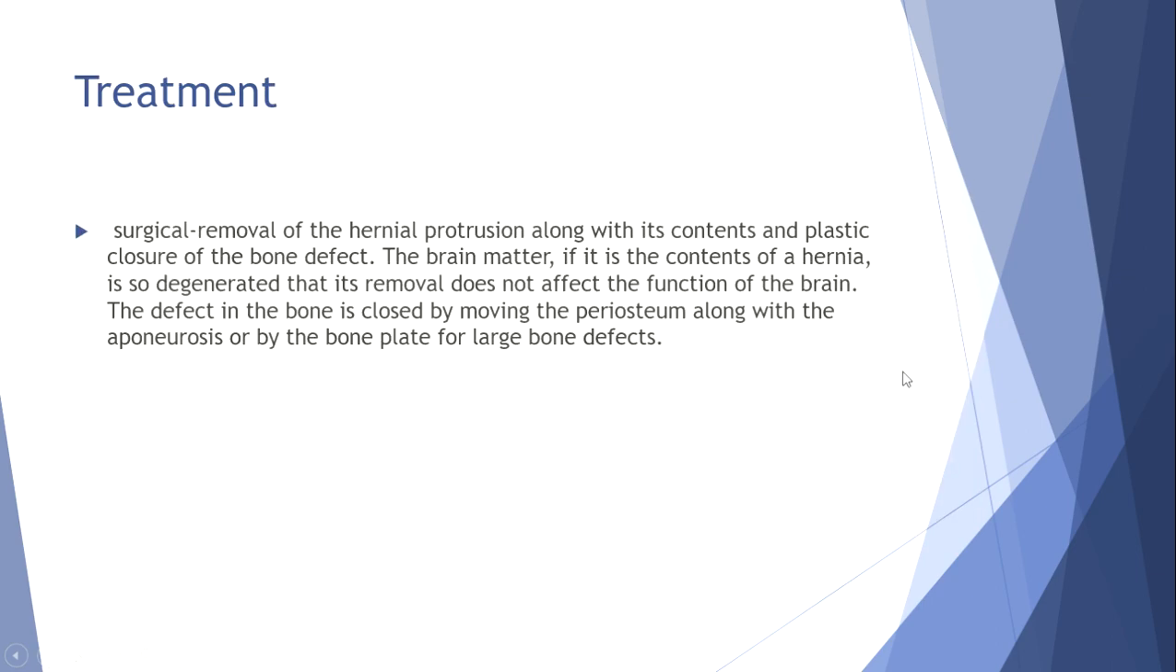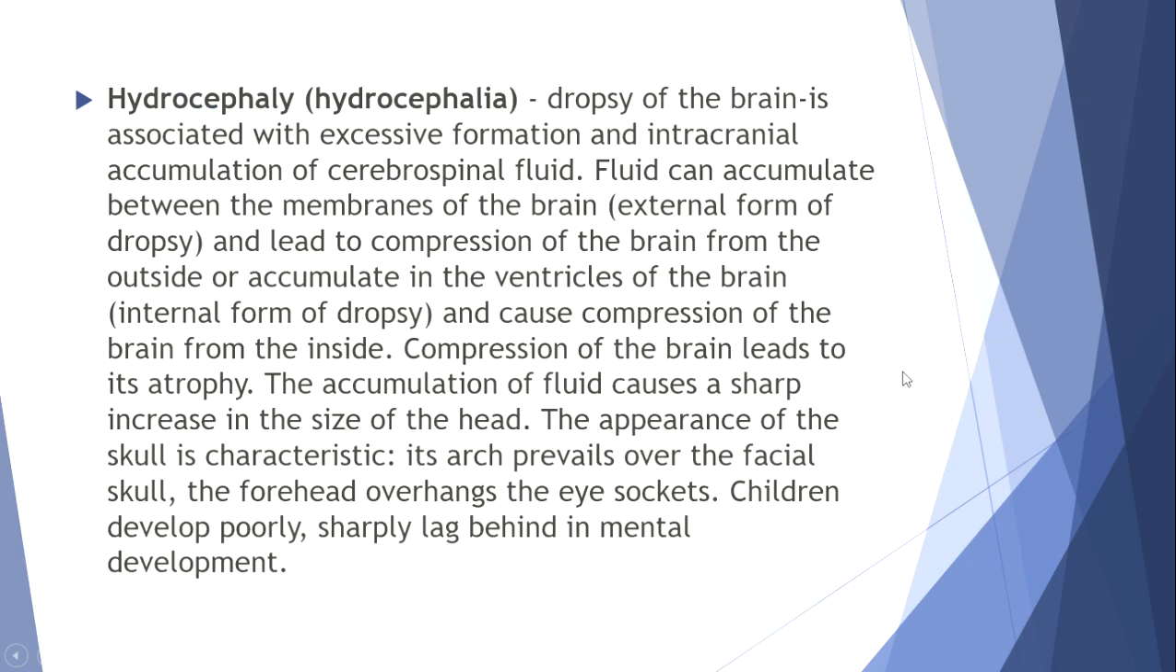Treatment. Surgical removal of the hernial protrusion along with its contents and plastic closure of the bone defect. The brain matter, if it is the contents of a hernia, is so degenerated that its removal does not affect the function of the brain. The defect in the bone is closed by moving the periosteum along with the aponeurosis, by a bone plate, and for large bone defects.